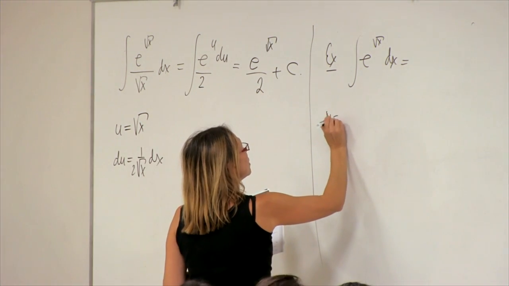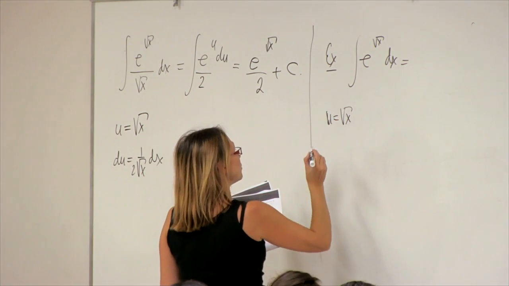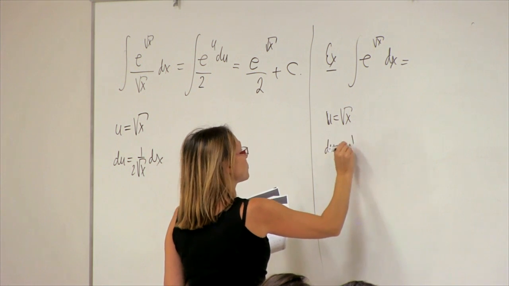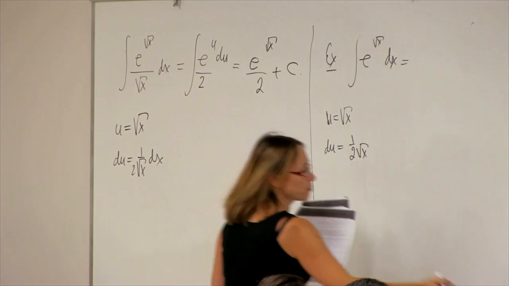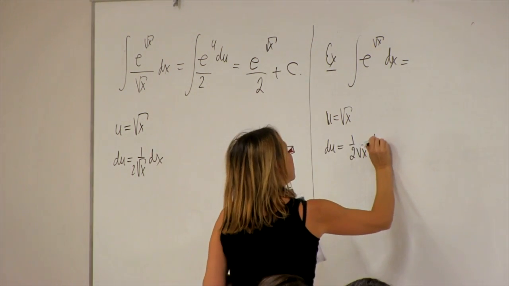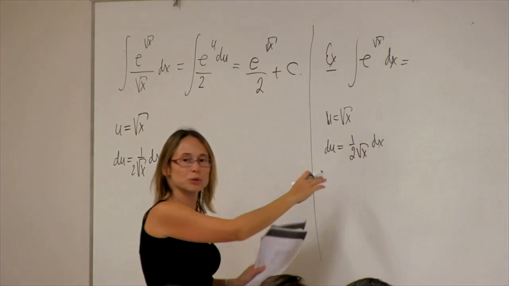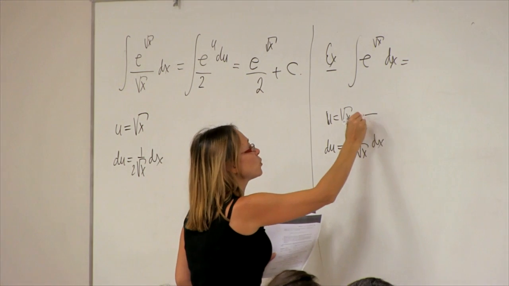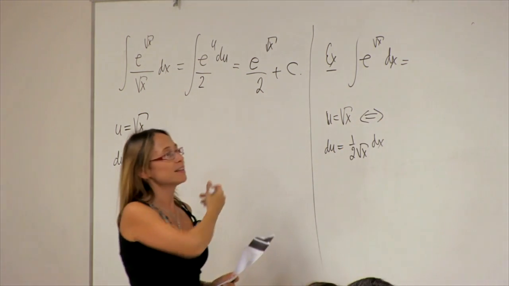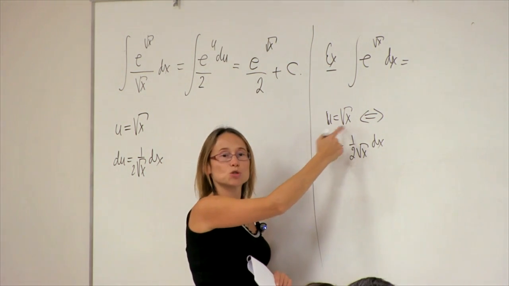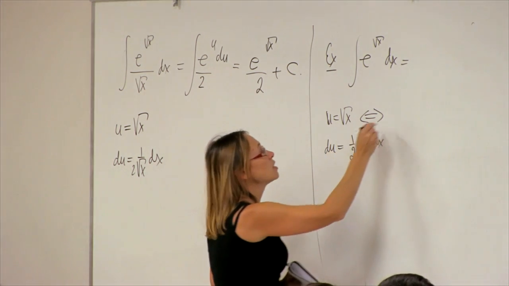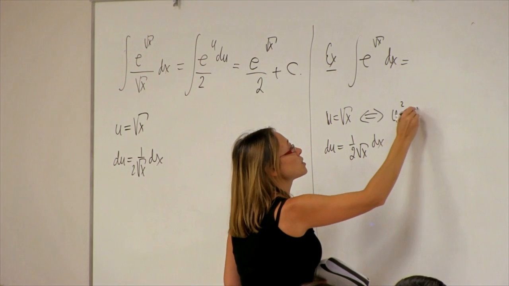So u is square root of x. dx. So we're kind of stuck, right? We don't know what to do. Another way of handling this, sometimes when we have square roots, is to square this definition. So we have u squared equals x.